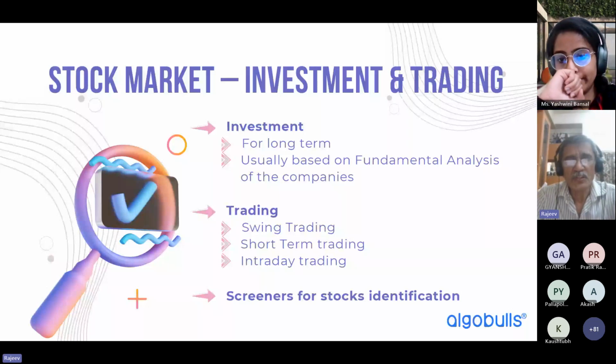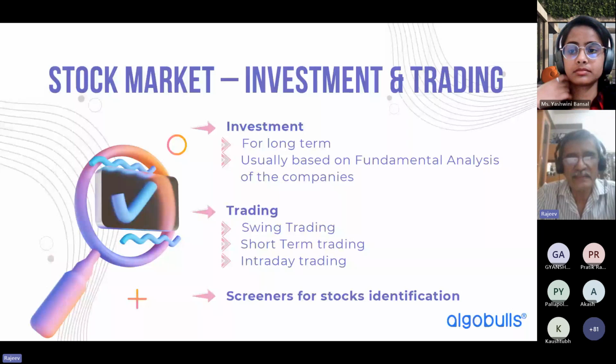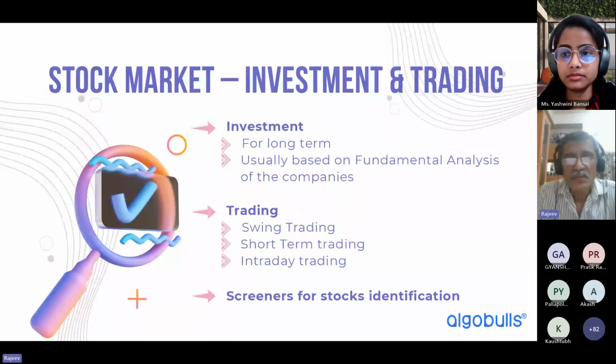And trading is basically a short-term phenomenon. It could be swing trading, it could be short-term trading, or it could even be intraday trading. Swing trading is typically considered from maybe 1 month to 3 months or 6 months. Short-term trading is basically from expiry to expiry. From this expiry to the next expiry, whatever we trade will fall under short-term trading. And intraday is typically where you buy or sell something today in the morning, and by the end of the day, you cover your position. So that is intraday trading.